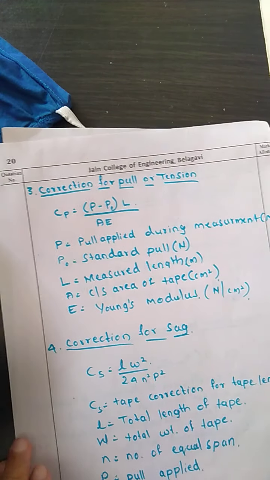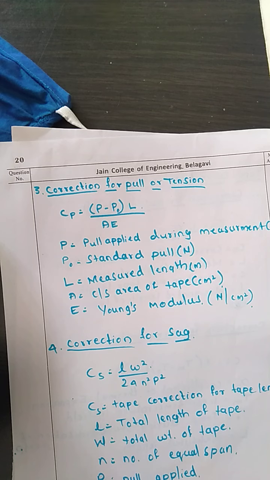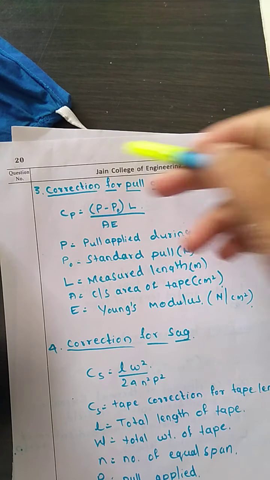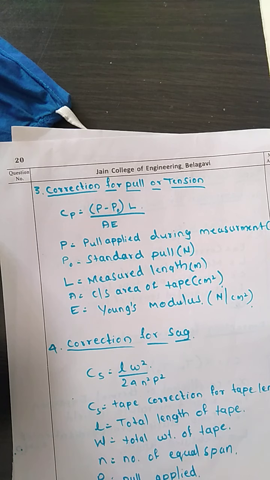Next, the correction for the pull or tension. If the pull applied during the measurement is more than the pull at which the tape was standardized, then the length of the tape is going to increase, as I have just told you, and then the measured length will become less, and the correction has to be positive. I have already told you regarding this.